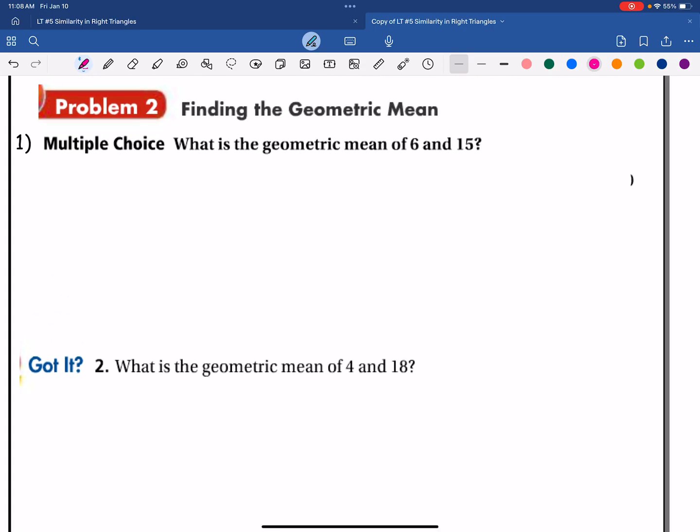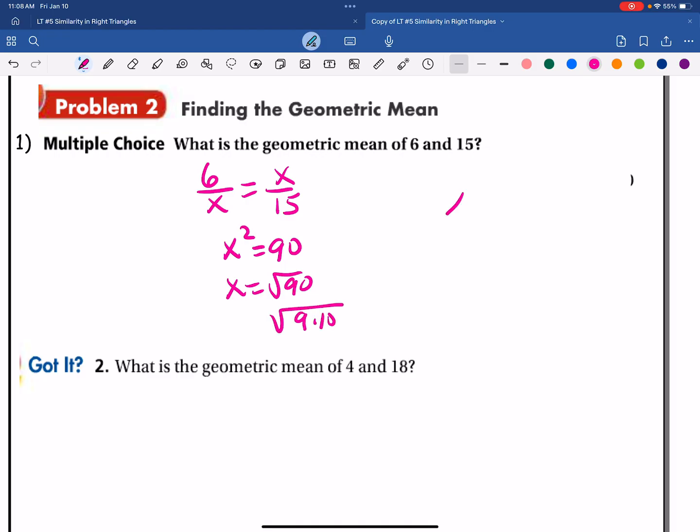Pause the movie, try these two, and then press play when you are finished. Okay, the geometric mean between 6 and 15: we say 6 is to X as X is to 15. We cross multiply, X squared equals 90, so X is the square root of 90. That is 9 times 10, which is 3 root 10.